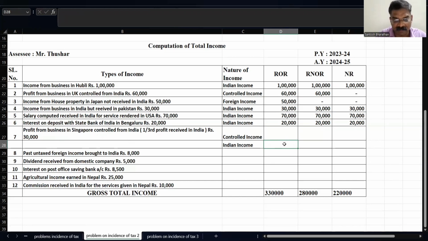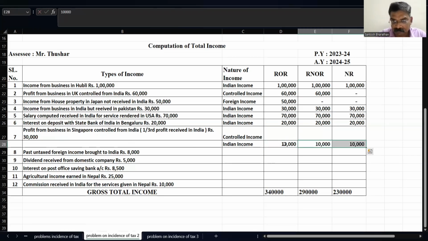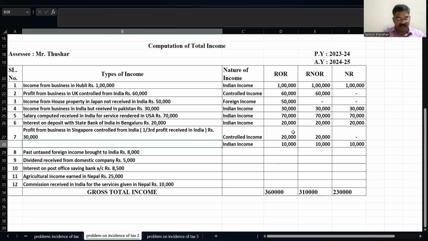Now, Indian income first. I will write one third of 30,000, that comes to 10,000. 10,000 is taxable in all the three cases. And controlled income, I say the balance. 30,000 minus 10,000 will be 20,000. So 20,000 is taxable in only two cases, controlled income. Here I'll mention it as 0. Understood, children? There is a split in the one transaction itself, we say that is a controlled income as well as Indian income.